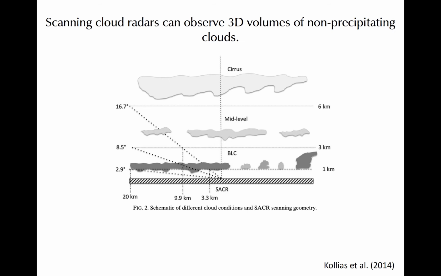Unlike vertically pointing fixed antennas, a scanning radar can collect a three-dimensional volume of non-precipitating clouds, analogous to how a precipitation radar views a three-dimensional volume of raining targets. Such non-precipitating clouds might include shallow cumuli or stratocumuli, stratus clouds, mid-level cumuliform and stratiform clouds, or cirriform clouds.